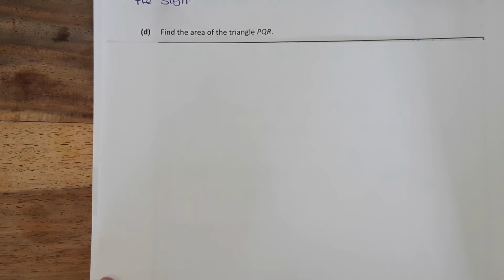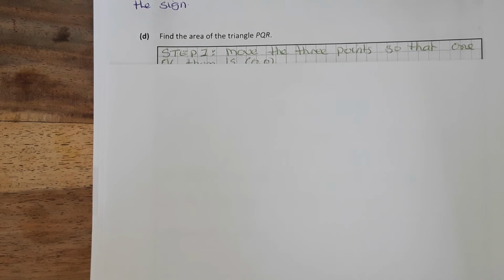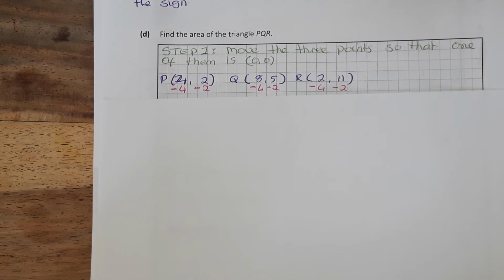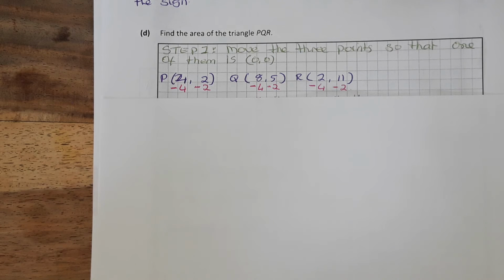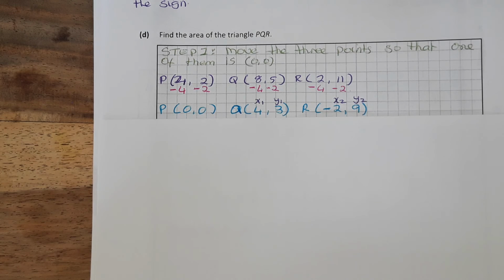So here, the first thing you have to do is move the 3 points so that one of them is at 0, 0. So I'm going to move point P. So P is 4, 2. So to get to 0, 0, I need to subtract 4 from the 4 and 2 from the 2. And whatever I do to P, I have to do to the other 2 points. So Q, which is 8, 5, you take 4 from the 8 and 2 from the 5. R, which is 2, 11, you take 4 from the 2 and 2 from the 11. So now P is 0, 0, Q is 4, 3, and R is minus 2, 9.